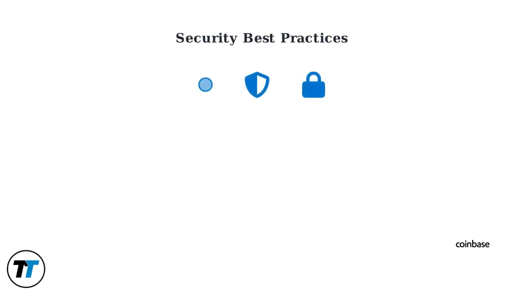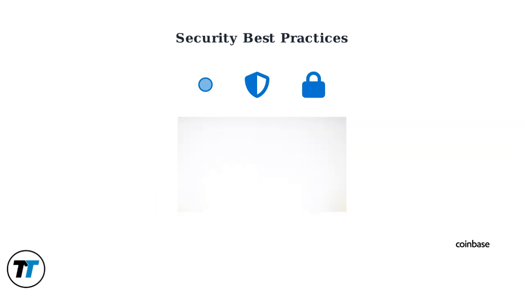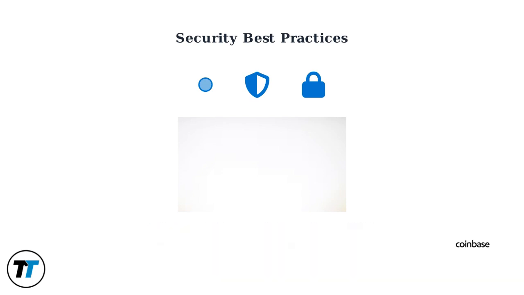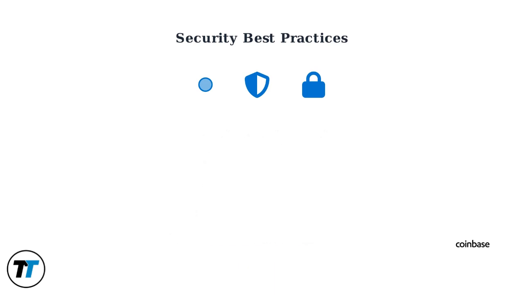Coinbase employs strong encryption and conducts regular fraud audits to protect your transactions. However, you are responsible for verifying recipient addresses. Always double-check details to protect against phishing scams. Bitcoin transactions cannot be reversed like bank transfers. Always ensure the address and amount are correct before confirming.